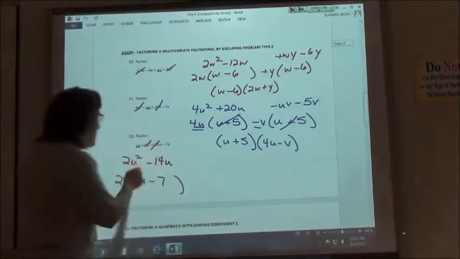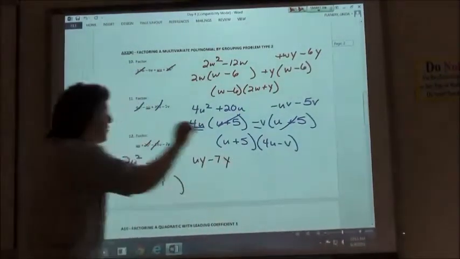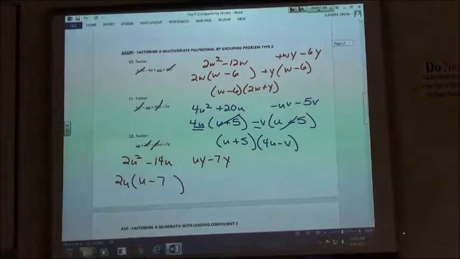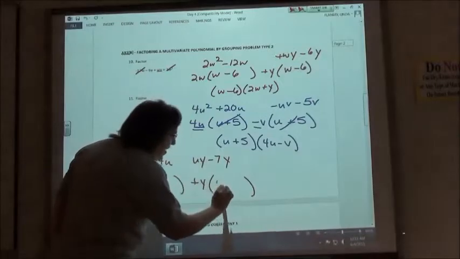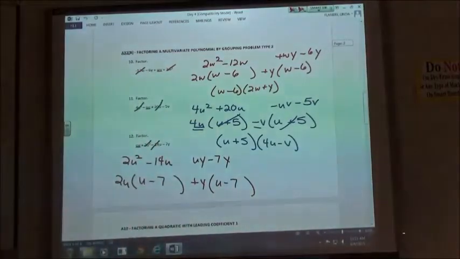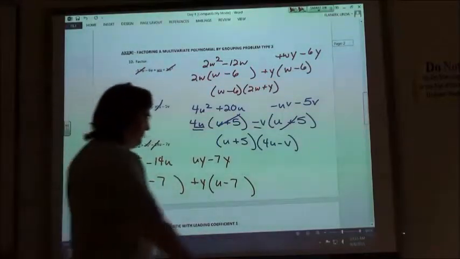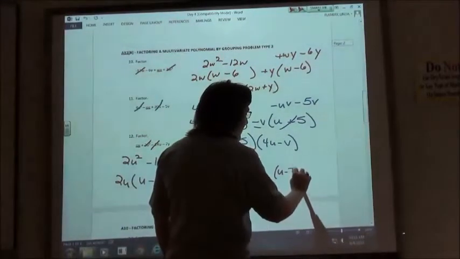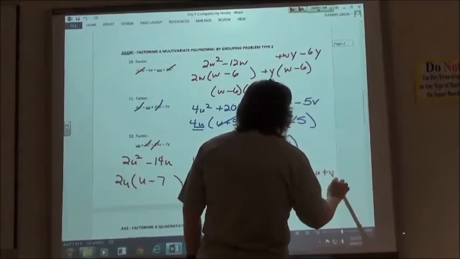Just yell at me. Okay, I want the uy minus the 7y. How about that? So I have the other two terms that I haven't used first. Out of those two terms, I'm going to take out a y, and it's going to be a positive y because I don't want my signs to change. I take out the y, now I end up with u minus 7. So my answer is going to be u minus 7 times 2u plus y.